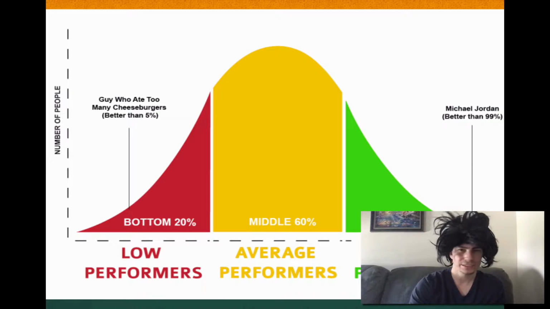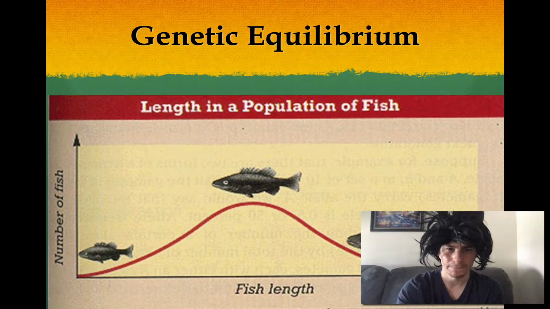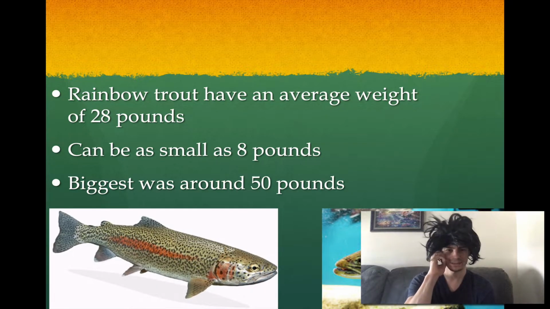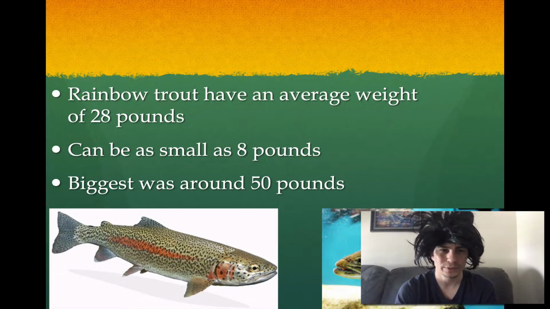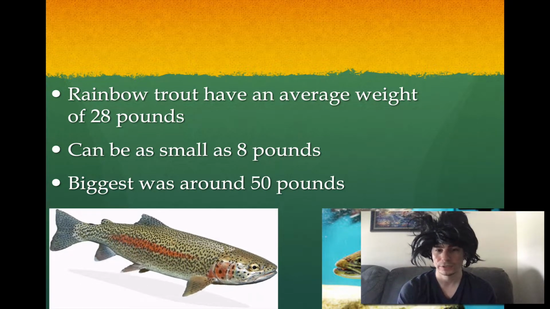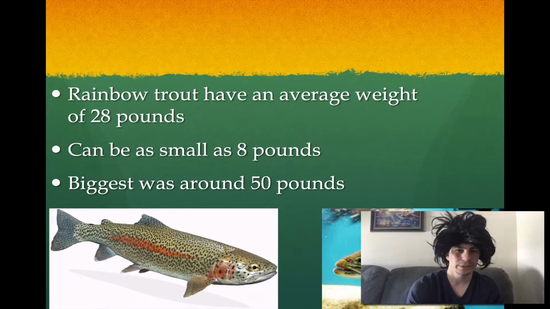Okay. Now this is like, think of the animal kingdom. Don't think of us with this. This is how it is with most species in the animal kingdom. Take fish, for example. If we talk about length of fish, so here is rainbow trout. Their average weight is 28 pounds. They can be really, really, really small. They can be like 8 pounds, but they can also be really, really big.